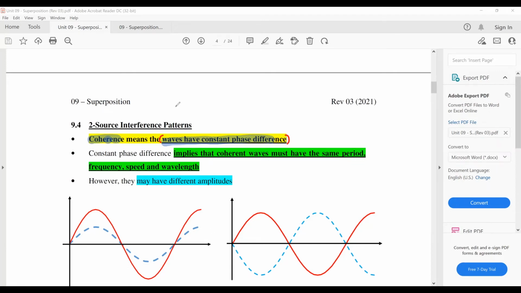We learned how to calculate phase difference in the previous chapter, so by now you should be able to know a little how to calculate it out. All right. Now, coherence means that the waves have constant phase difference. They can have different amplitudes. It doesn't matter. All right. Now, constant phase difference will also imply that the waves have the same period, the same frequency, the same speed, and the same wavelength. Okay, this one I'll explain a little bit more later. But let's just single out the first statement first when we say that waves have constant phase difference.